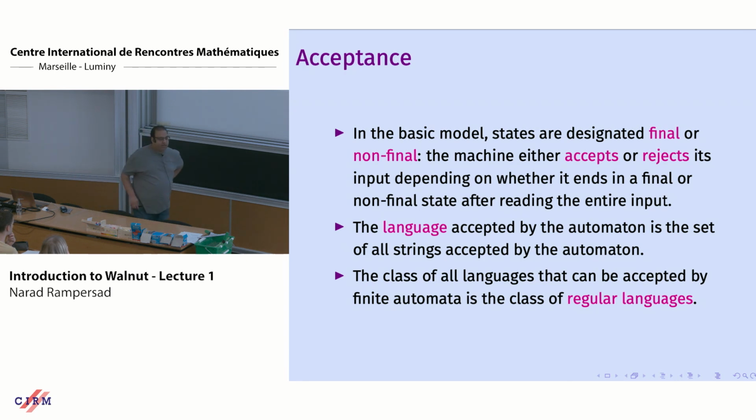And certain states are designated final or non-final, or accepting or rejecting. So when you've completed reading your input, whatever state you're in, if it's a final state, you accept your input. If it's a non-final state, you reject your input. And the language accepted by the automaton is the set of all strings accepted by the automaton. And the class of all languages that can be accepted by finite automata is the class of regular languages.